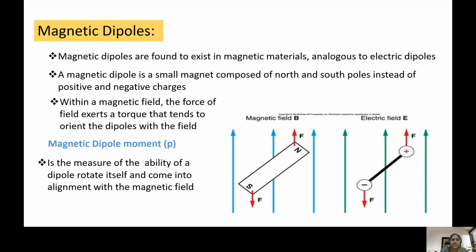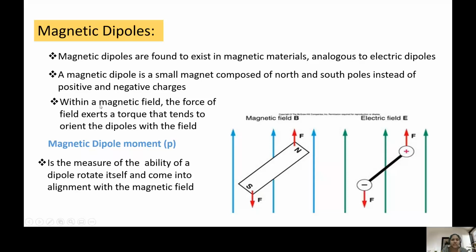And what are magnetic dipoles? Like electric dipoles, magnetic dipoles also exist. Here, every moving electron will act as a magnetic dipole, or we can say it will act as a small tiny magnet. Magnetic dipoles are found to exist in magnetic materials, analogous to electric dipoles. A magnetic dipole is a small magnet composed of a north pole and a south pole instead of positive and negative charges.